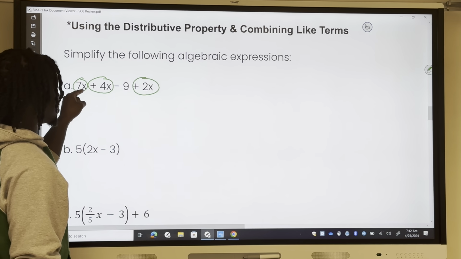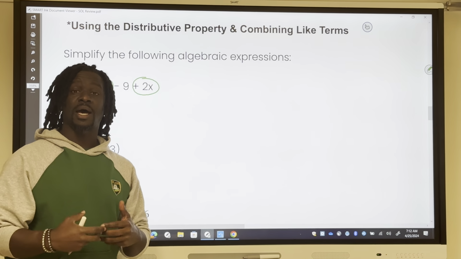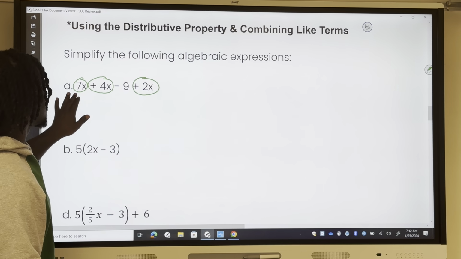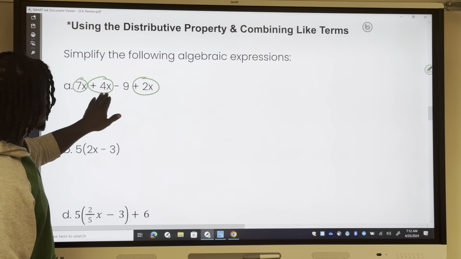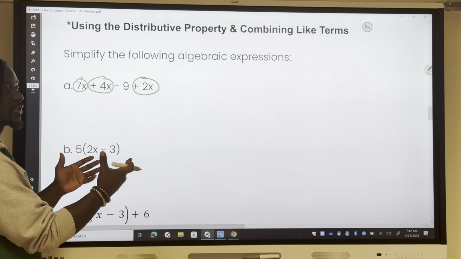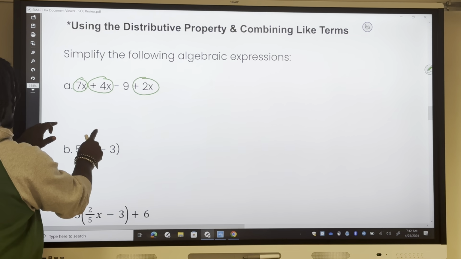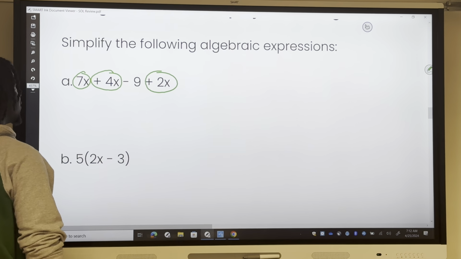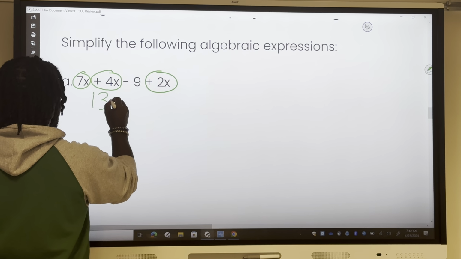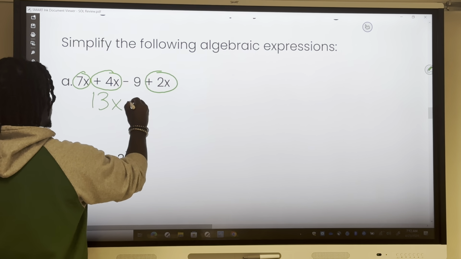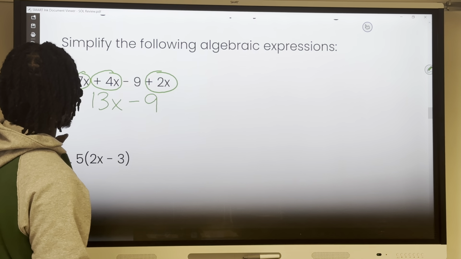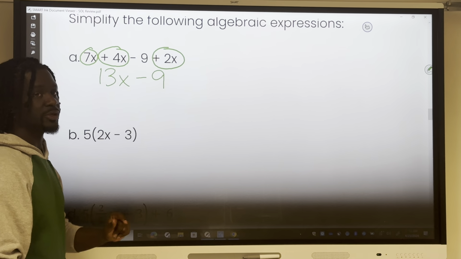Remember, I put a circle around the operation in front of it because that's what I need to do with that term. So I have 7x, then plus 4x, and then plus a 2x. I combine those by simply adding 7x plus 4x plus 2x. That'll give me 13x, and then I'm just going to bring down my minus 9. So that is combining like terms.